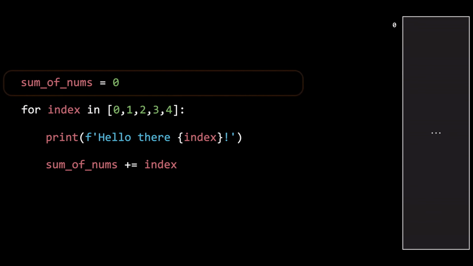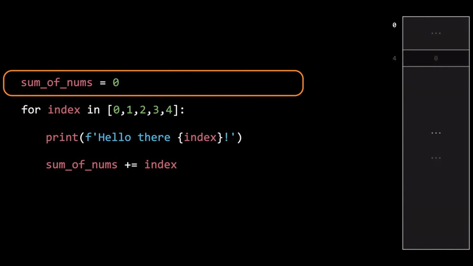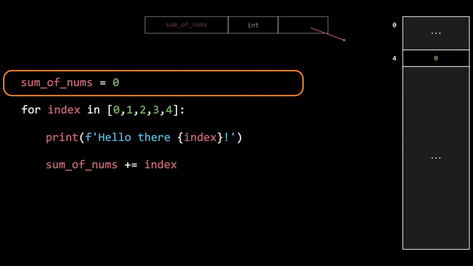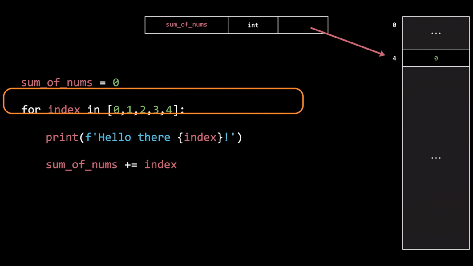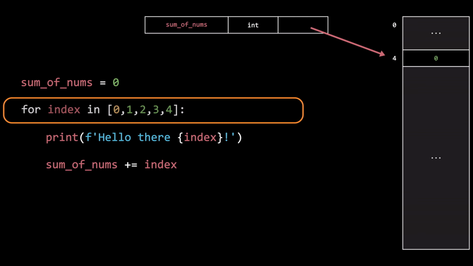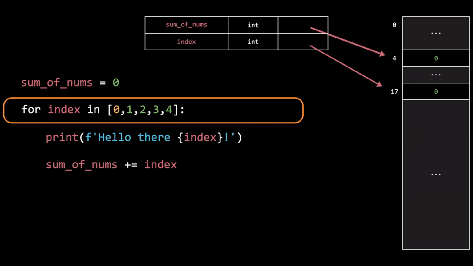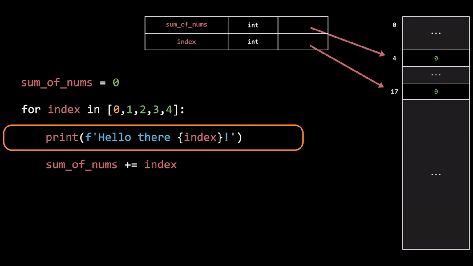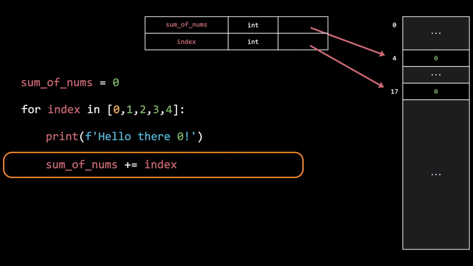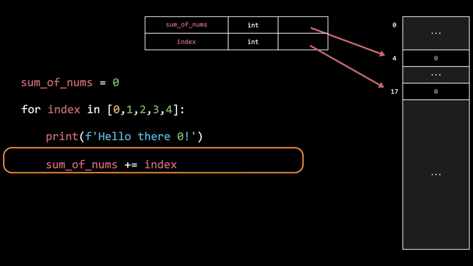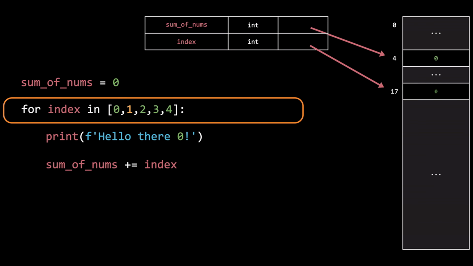And this is because we're going to add up all of these numbers together as the primary function of this loop. So that's going to create a new variable called sum of nums, which is an int type, initialized to 0. The for loop is going to create a variable called index, which is going to be initialized to the first value in the list, 0. Then we're going to print hello there, 0. Then we're going to add that 0 to the sum of nums, which is still going to be 0.